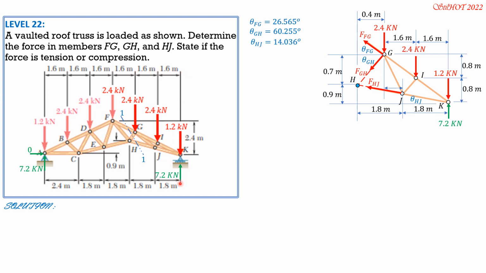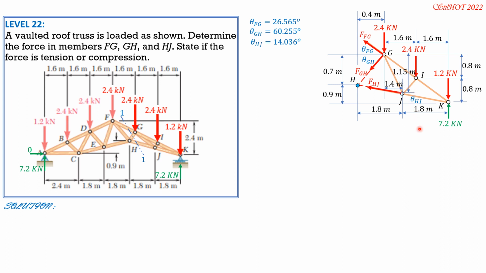1.6 times 2 minus 1.8. So 3.2 minus 1.8 is 1.4 as shown. The vertical distance between G and J is 1.6 minus 0.45, where 0.45 is 0.9 divided by 2, half of 0.9. So 1.6 minus 0.45 is 1.15.